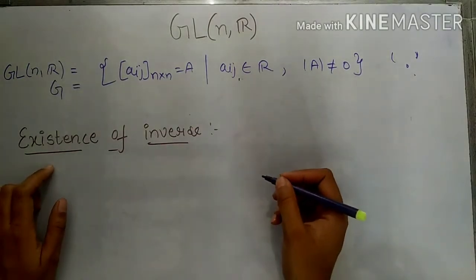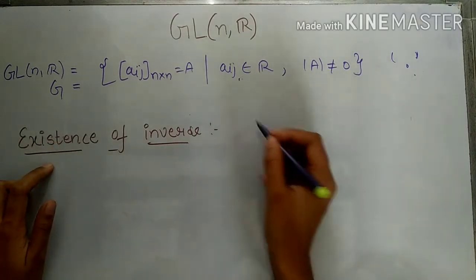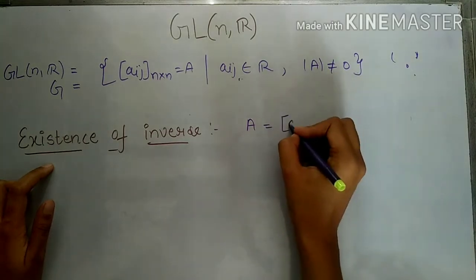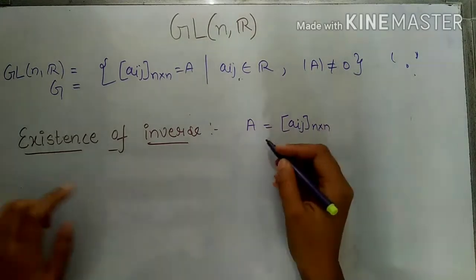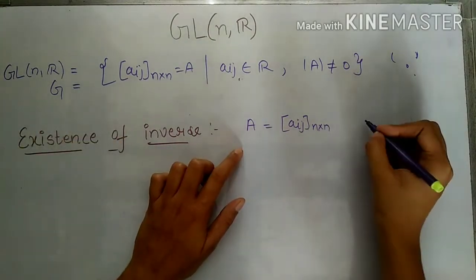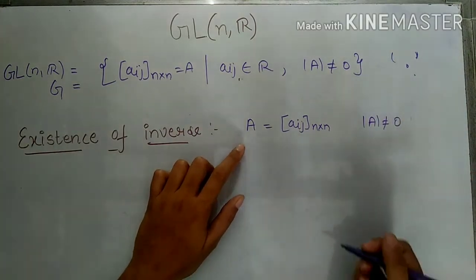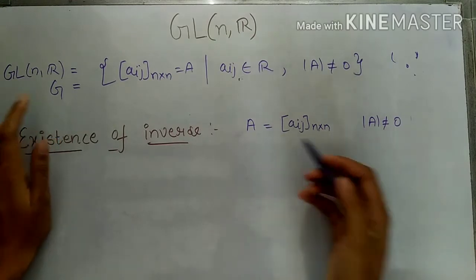Next we have to check the property of existence of inverse for the set G. So if I take any element from set G, let me take any matrix A from the set G, that is any n cross n matrix, and we know if this is a matrix from set G, then the determinant of this matrix is not equal to 0. We have to check whether there exists an inverse of this matrix in the same set G.